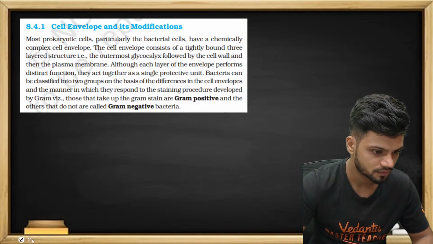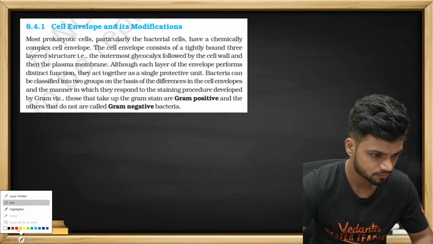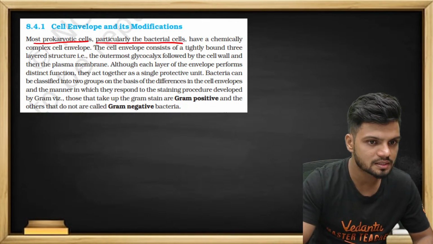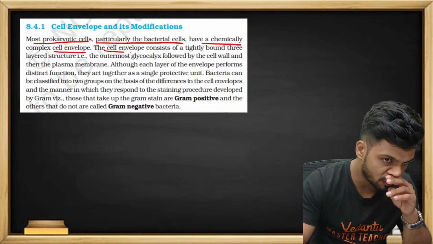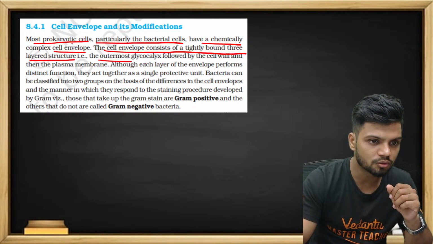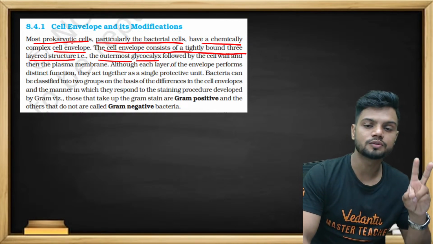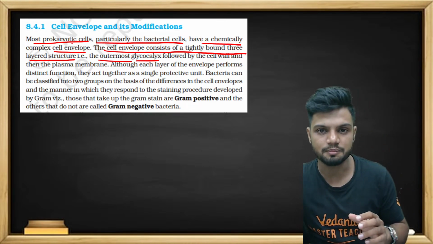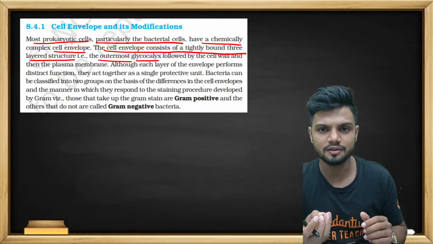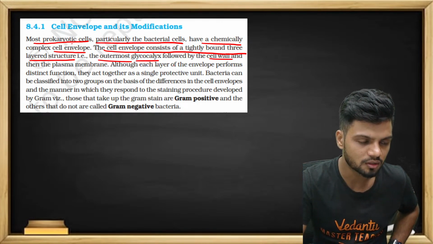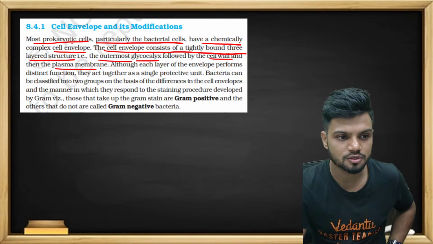Now, what did we learn till now? Most prokaryotic cells, particularly the bacterial cell, have a chemically complex cell envelope. The cell envelope consists of three tightly bound layers. The outermost is called glycocalyx, which can be in the form of a tough and thick capsule, or a loose sheet in the case of the slime layer, followed by the cell wall, and the plasma membrane is the innermost layer.